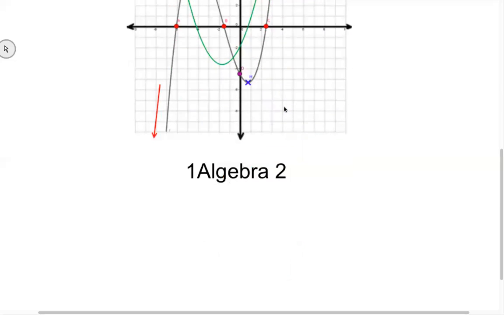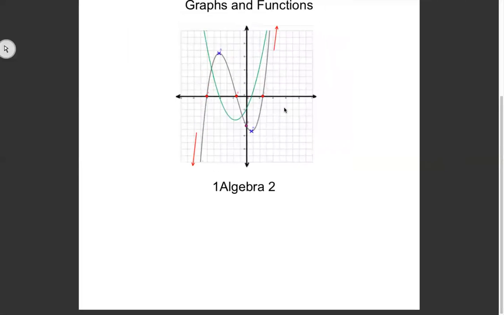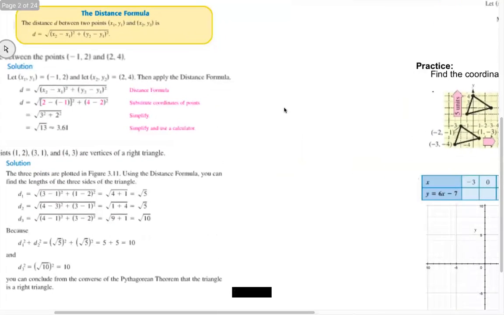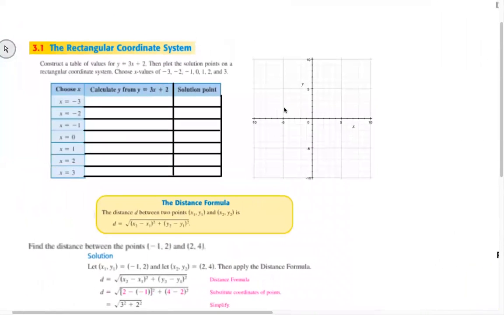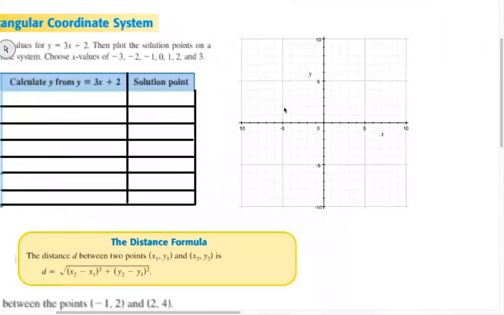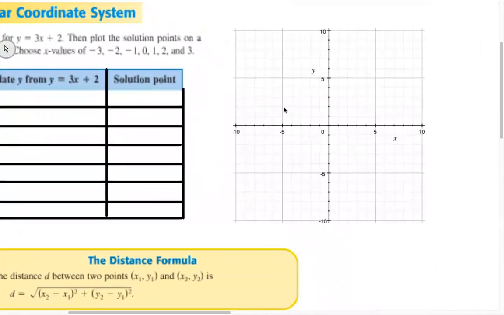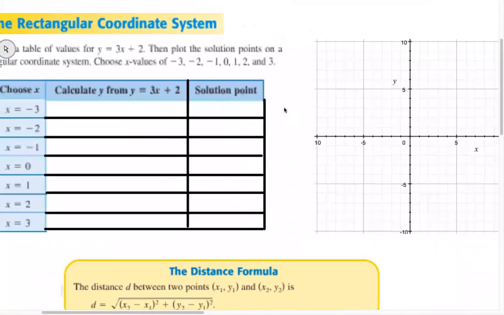So let's talk about graphing. Now, Emily said we have an X and Y axis, which we do, okay? And now in order to graph, I need points, right, Mark? Yep.